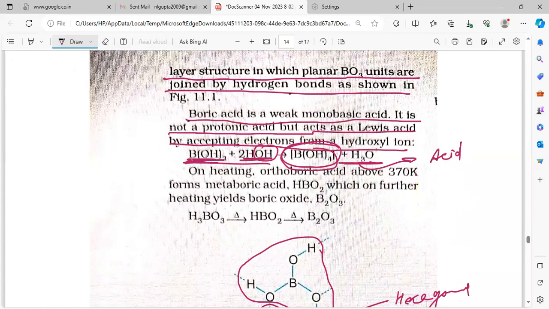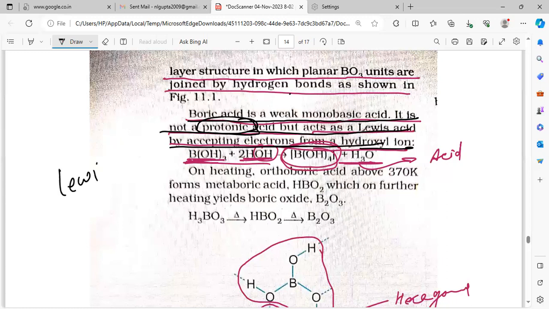They ask: boric acid is a weak monobasic acid. It is not the protonic acid. It is not giving the proton, but acts as a Lewis acid by accepting electron from the hydroxyl. It is not a protonic acid but a Lewis acid. Sir, what is the difference between Lewis acid and protonic acid?